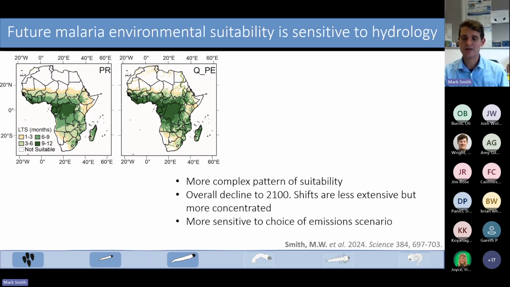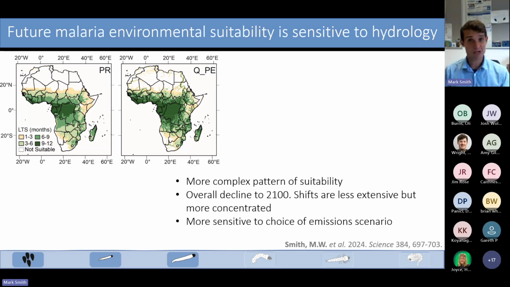And if you compare the rainfall on the left with the hydrology predictions on the right, you can see that when you include hydrology, you get a much more complex pattern of hydroclimatic malaria suitability that's probably more realistic. It inevitably highlights river corridors as year-round foci of transmission. But we should note here that water flowing in these large rivers is not always necessarily suitable larval habitat.